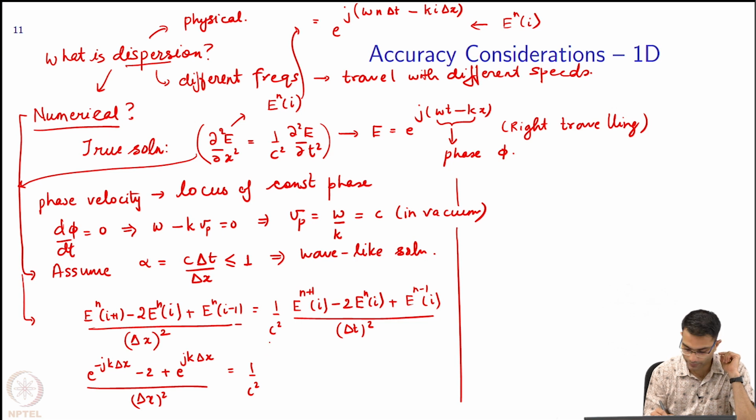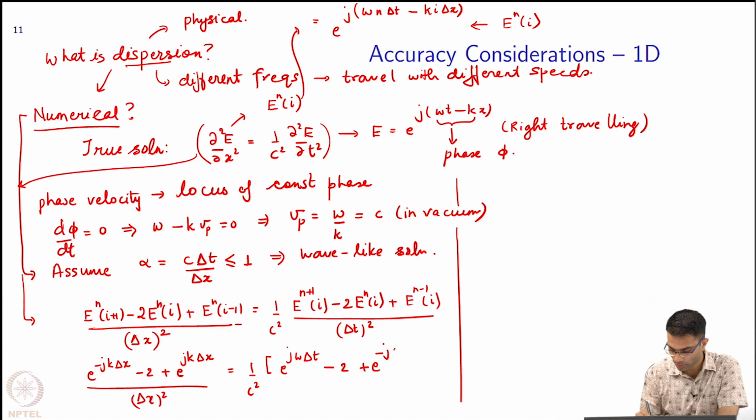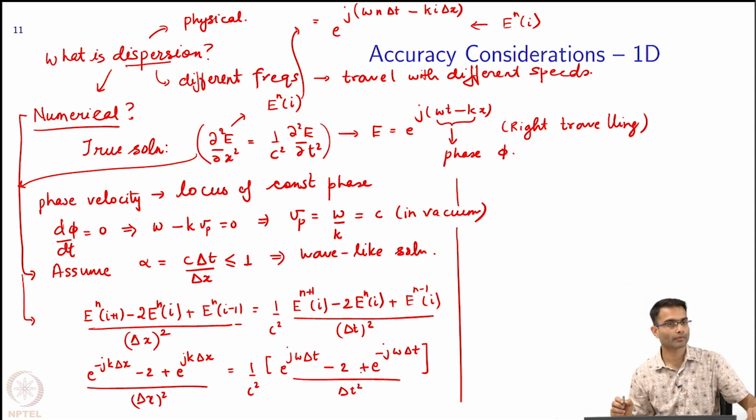Similarly, here what will I have? E to the j omega delta t, that is the extra term because I am cancelling off e to the j n, right, minus 2 plus e to the minus j omega delta t, right?